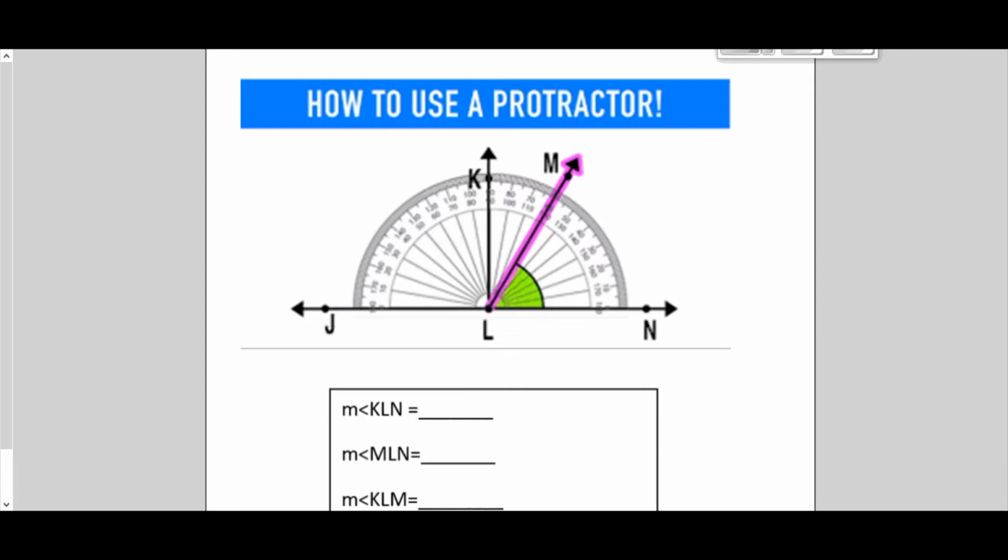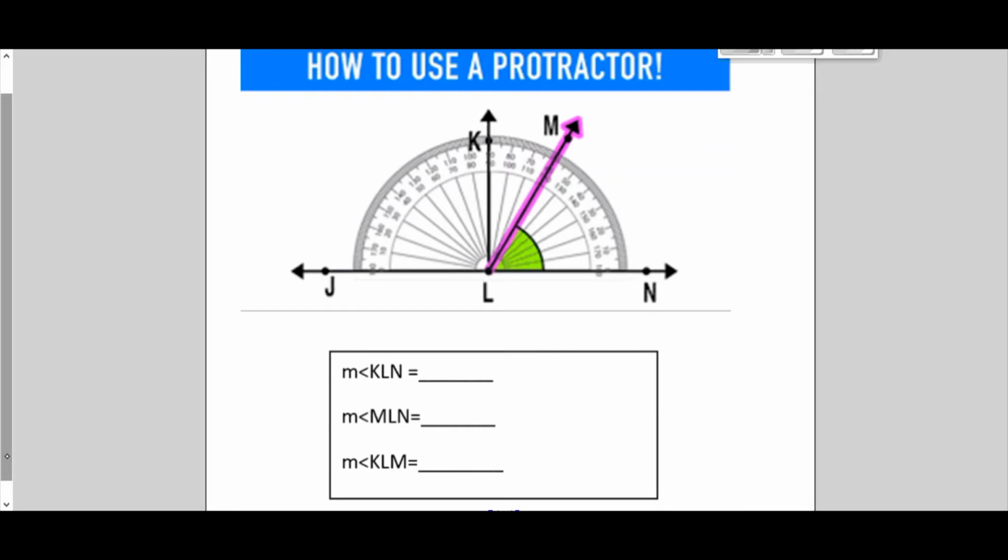So there is one protractor problem in your Math Excel, and we really won't get to work with protractors just because we don't all have them. But a protractor is the way that we would measure an angle to determine how big the angle is.